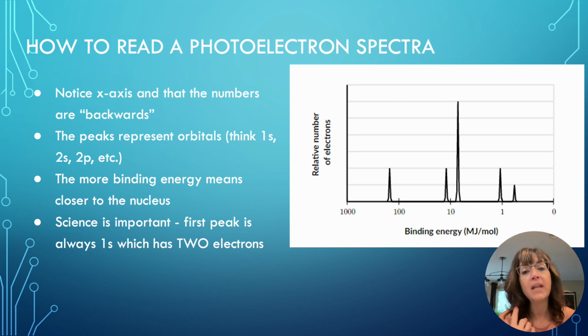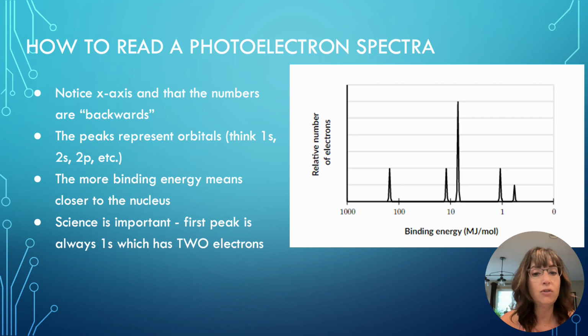In this POGL, and probably on the AP Chemistry test, you're going to see a graph that looks like this. So the first thing I want you to always notice about a graph is what's on the axes. Well, on the y-axis, if you turn your head a little bit, it's the relative number of electrons. And then on the x-axis, you have binding energy.